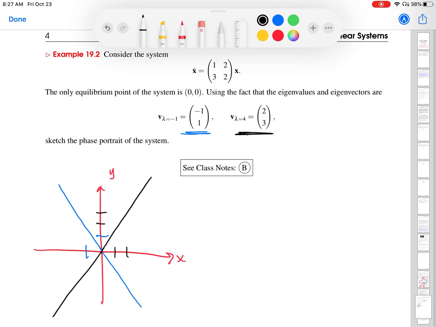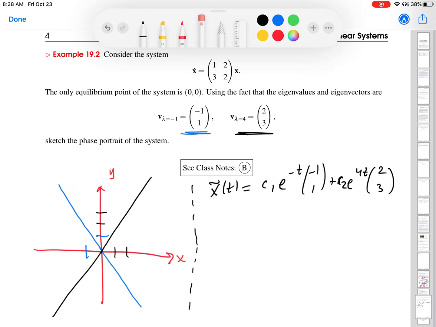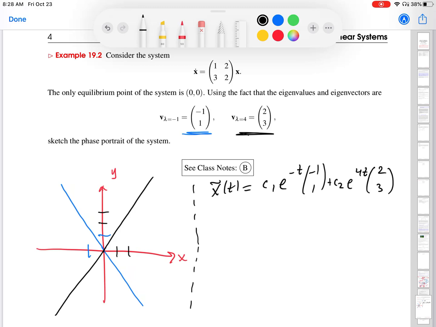Great, and then what I'm going to do is analyze each part of this solution. So the general solution to this system, based off of everything we have learned in the class so far, is e to the lambda 1 t times its eigenvector, plus e to the lambda 2 t times its eigenvector. That's a C2 here to not confuse anyone. C2. Great, and I'll do the two-part analysis that I did before.